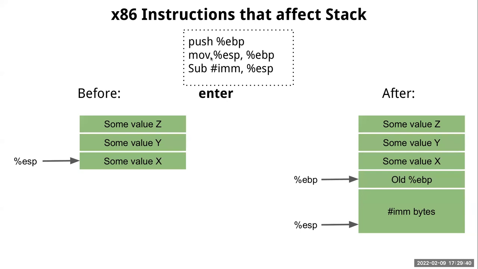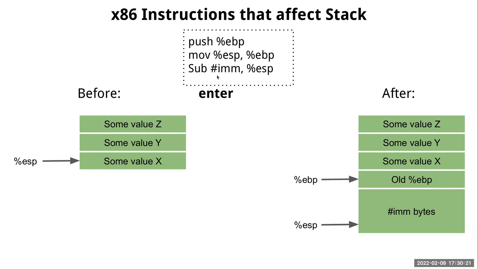Then we're going to do a move instruction. After this push, what also changed is ESP, because whenever you do a push, ESP changes. So after the first instruction, ESP actually points here. I didn't draw this part, but ESP points here. Then we do a move instruction: we move ESP to EBP. Since we copy from ESP to EBP, both of them point to the same place. So both ESP and EBP point to this place, okay?